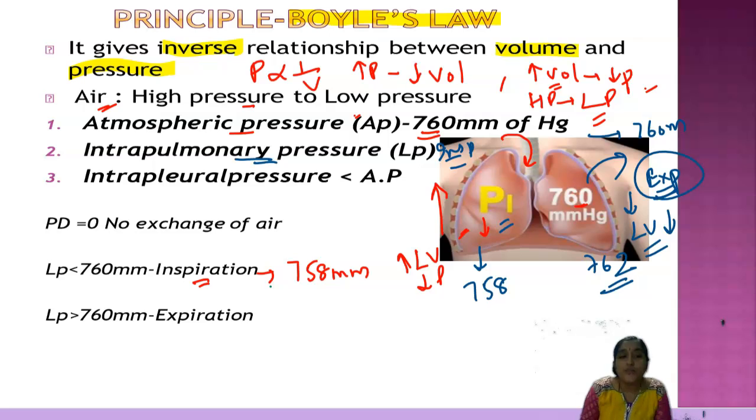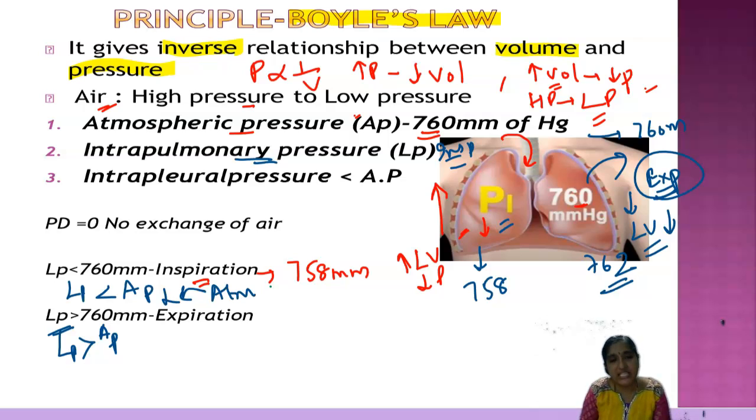So during expiration, the lung pressure is more than the atmospheric pressure. During inspiration, your lung pressure is less than the atmospheric pressure. As air moves from high pressure to low pressure, air enters the lungs from the atmosphere during inspiration, and during expiration, air is expelled out. If there is no pressure difference between the atmosphere and the lungs, there is no exchange of air.